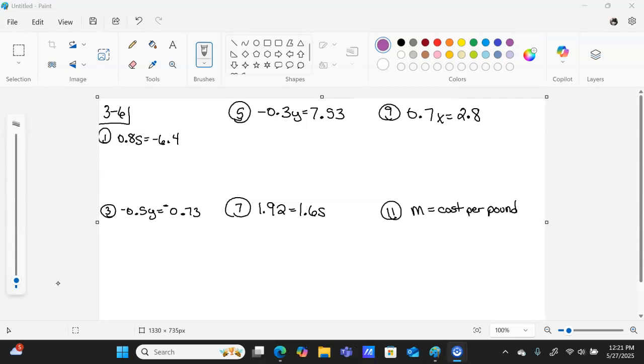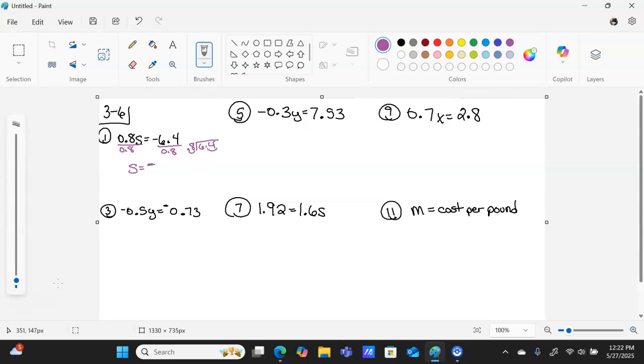In 3-6, we are solving equations by multiplying and dividing by decimals. So in number 1, we have 0.8 times s. So we're going to divide both sides by that 0.8. When you do the actual longhand division, you can ignore the signs, but you need to be aware. I have a negative divided by a positive. My answer is going to be negative. So I'm going to go ahead and put that in.